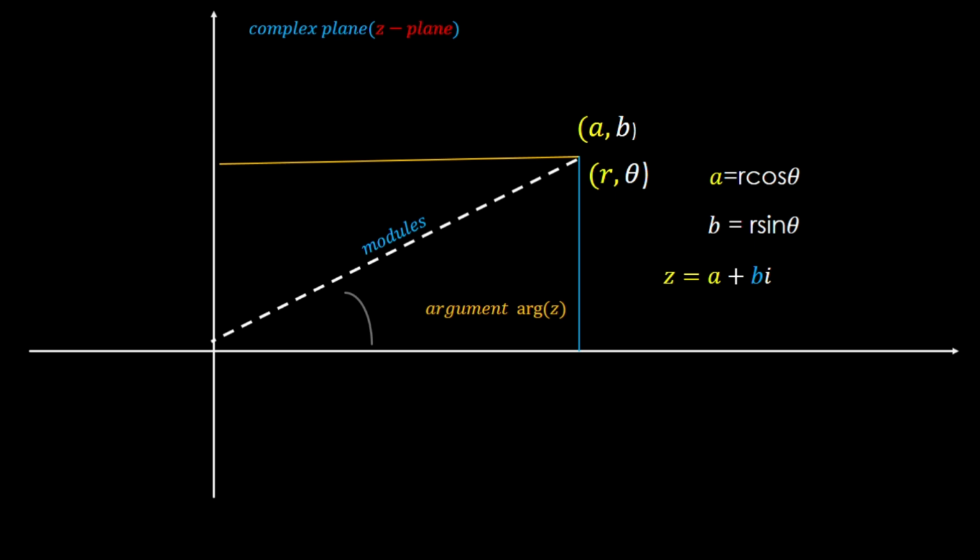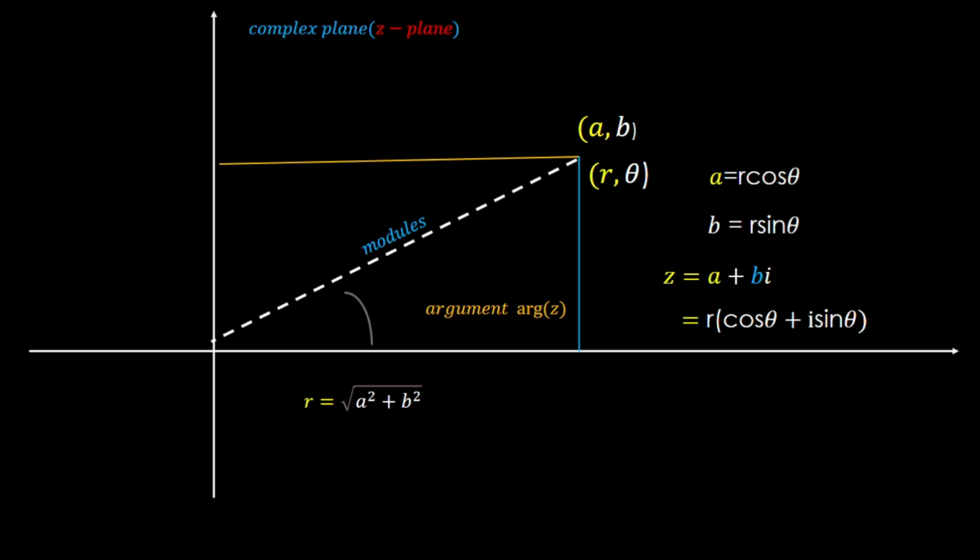Okay, therefore z is equal to what? a plus bi, and you can directly deduce that z is equal to r cos theta plus i sin theta. That's amazing. Because a is r cos theta and b is r sin theta, including this i, that makes it a complex number.